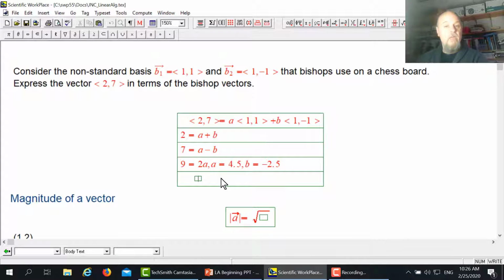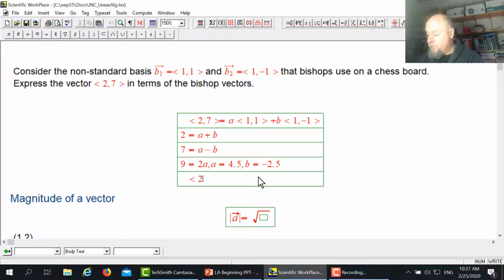bishop vectors. So if I was always moving in that, why would I want a non-standard basis? Let's say we're always moving in a diagonal. We could never move not diagonal. Then it's maybe not convenient to talk about things in terms of the standard basis. Maybe we should always just talk about things in the bishop vectors.